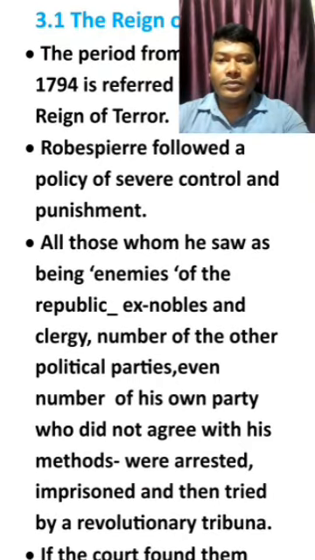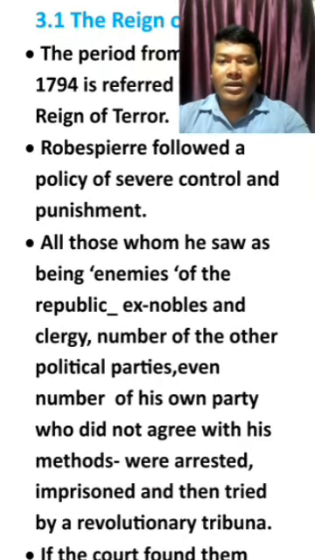Number two, Robespierre followed a policy of severe control and punishment. During the time of Maximilien Robespierre, France was totally controlled by him, and he used punishment to rule his country.